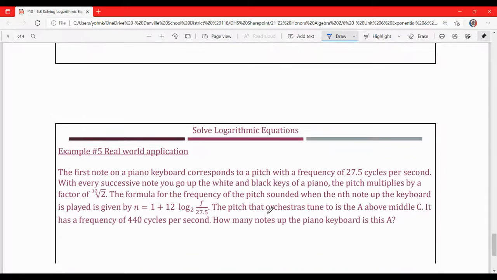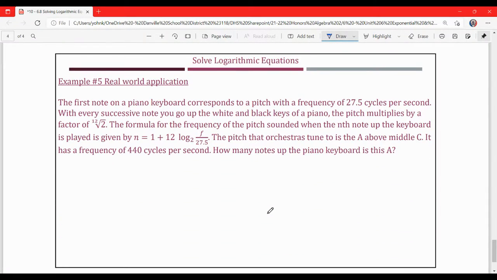Okay, we got one more word problem. This one has to do with pianos. The first note on a piano keyboard corresponds to a pitch with a frequency of 27.5 cycles per second. With every successive note, you go up the white and black keys of a piano. The pitch multiplies by a factor of 12th root of 2. The formula for the frequency of the pitch sounded when the nth note up the keyboard is played is given by n equals 1 plus 12 log base 2 of f over 27.5.